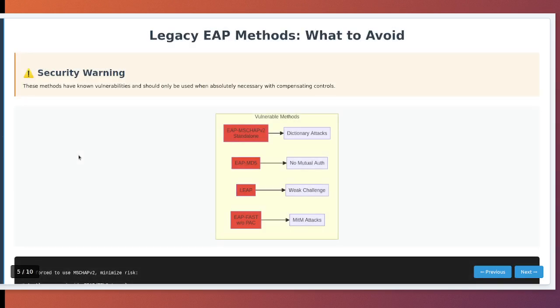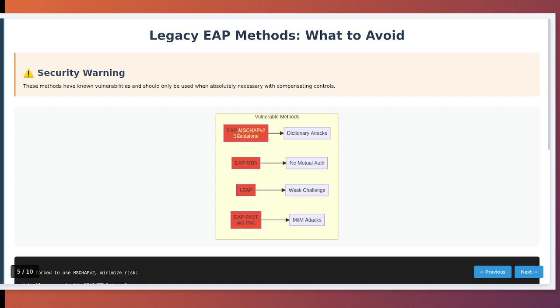EAP-MSCHAPv2 and legacy methods. Now, let us talk about EAP methods you might encounter but should generally avoid. Standalone EAP-MSCHAPv2 and other legacy methods. I am including these because you will see them in the wild, and it is important to understand their limitations.